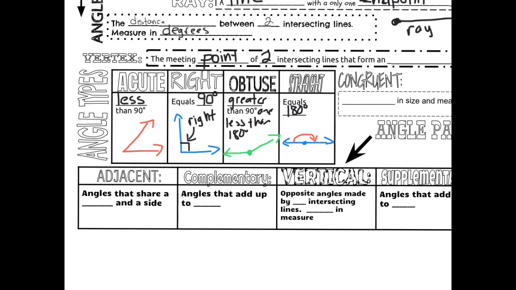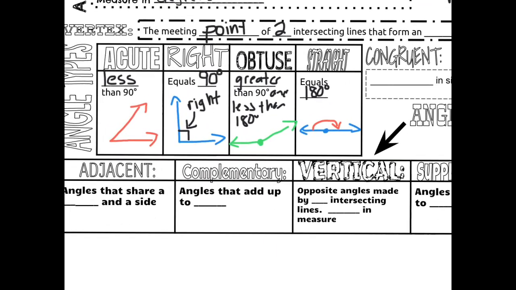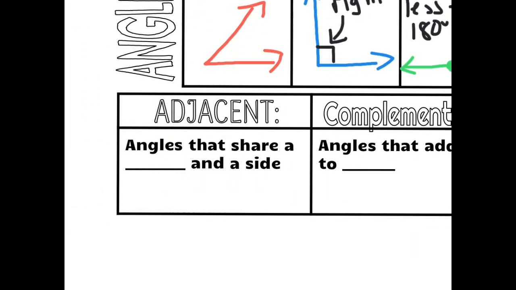All right, then we're going to start talking about some of our angle relationships or angle pairs that we can have. Our first angle pair that we're going to talk about are what are called adjacent angles. So if things are adjacent, it means that they are angles that share a vertex and a side.